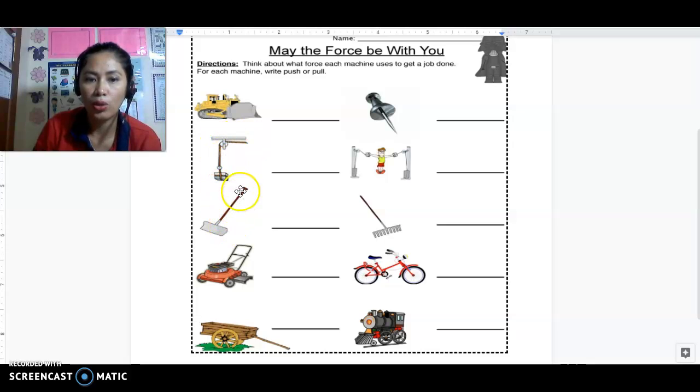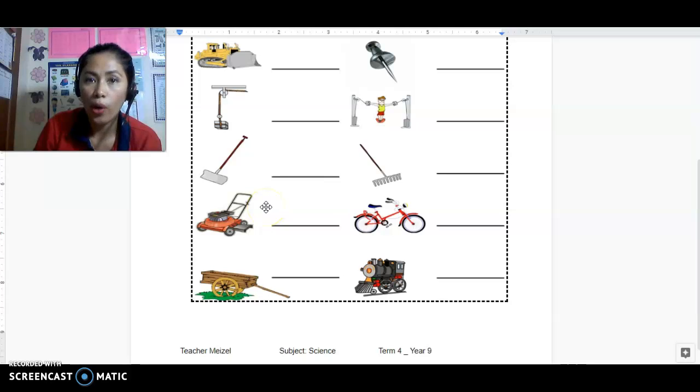How about this one? It looks like a shovel, a different type of shovel. What do we do with the shovel in order for it to work? We can dig some soil or dirt. And this one is a lawn mower, used to cut grass. And this one is like a cart. What do we do with this in order for it to move, right?